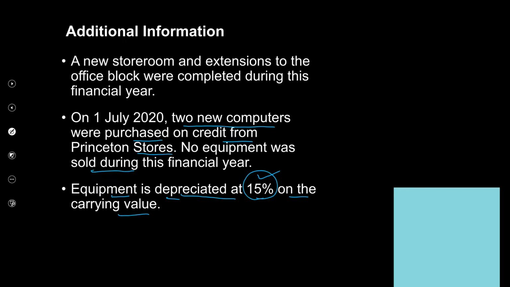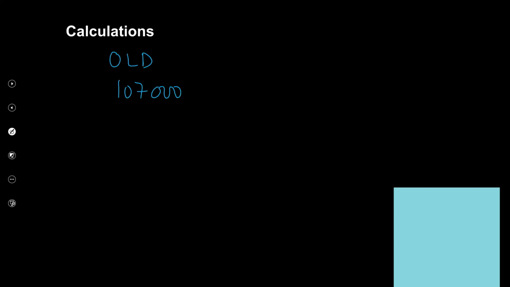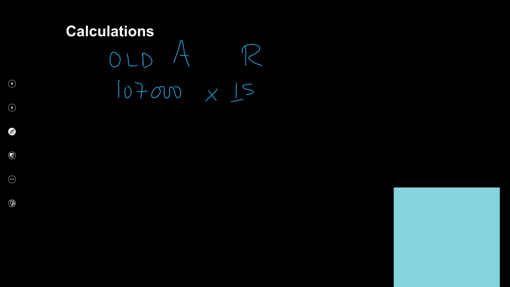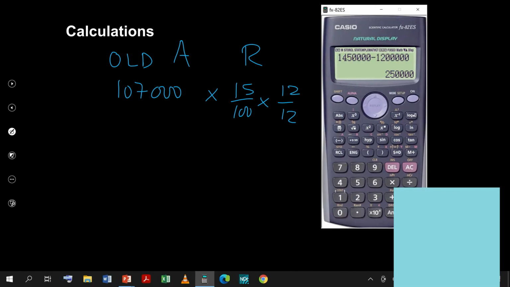And why am I using 107,000? Because you can clearly see that depreciation is on the carrying value. Therefore, in my calculation, it's 107,000. That's my amount. I now go to my rate, and we've been told our rate is 15% per annum, so we go 15 over 100, and my time, it was old equipment, which means we've used it for the entire year, 12 over 12. Let's do this calculation now. 107,000 times 15% will give me a figure of 16,050.